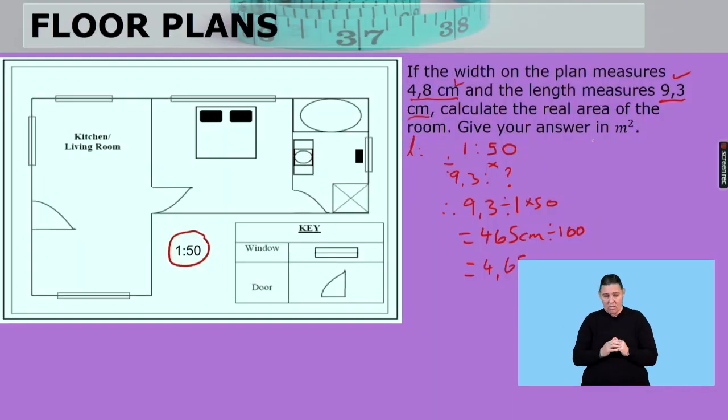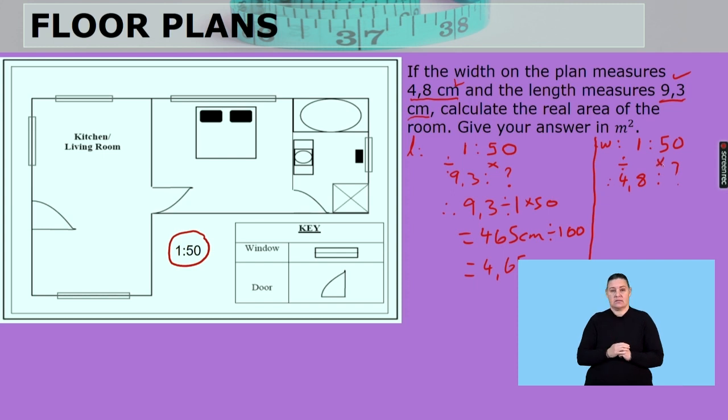Remember, we've got to do the same calculation now for the width. So we separate him there. Now if we're calculating the width, I'm going to use the same scale, 1:50. Now I've got 4,8. So therefore, 4,8 is to, we don't know yet, but we'll find out soon. Divide there, times there. Nice, we're almost there. So this gives me 4,8 divided by 1 times 50.